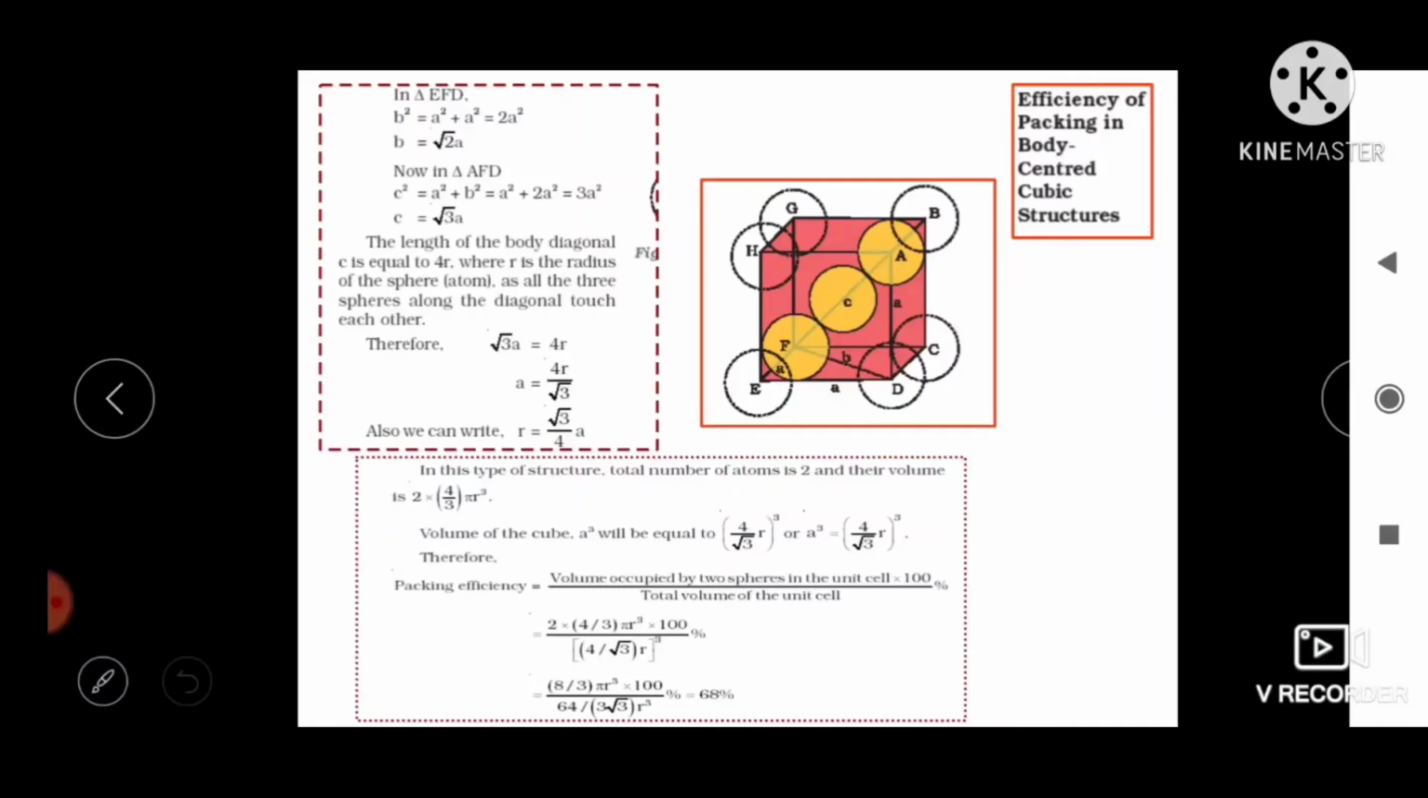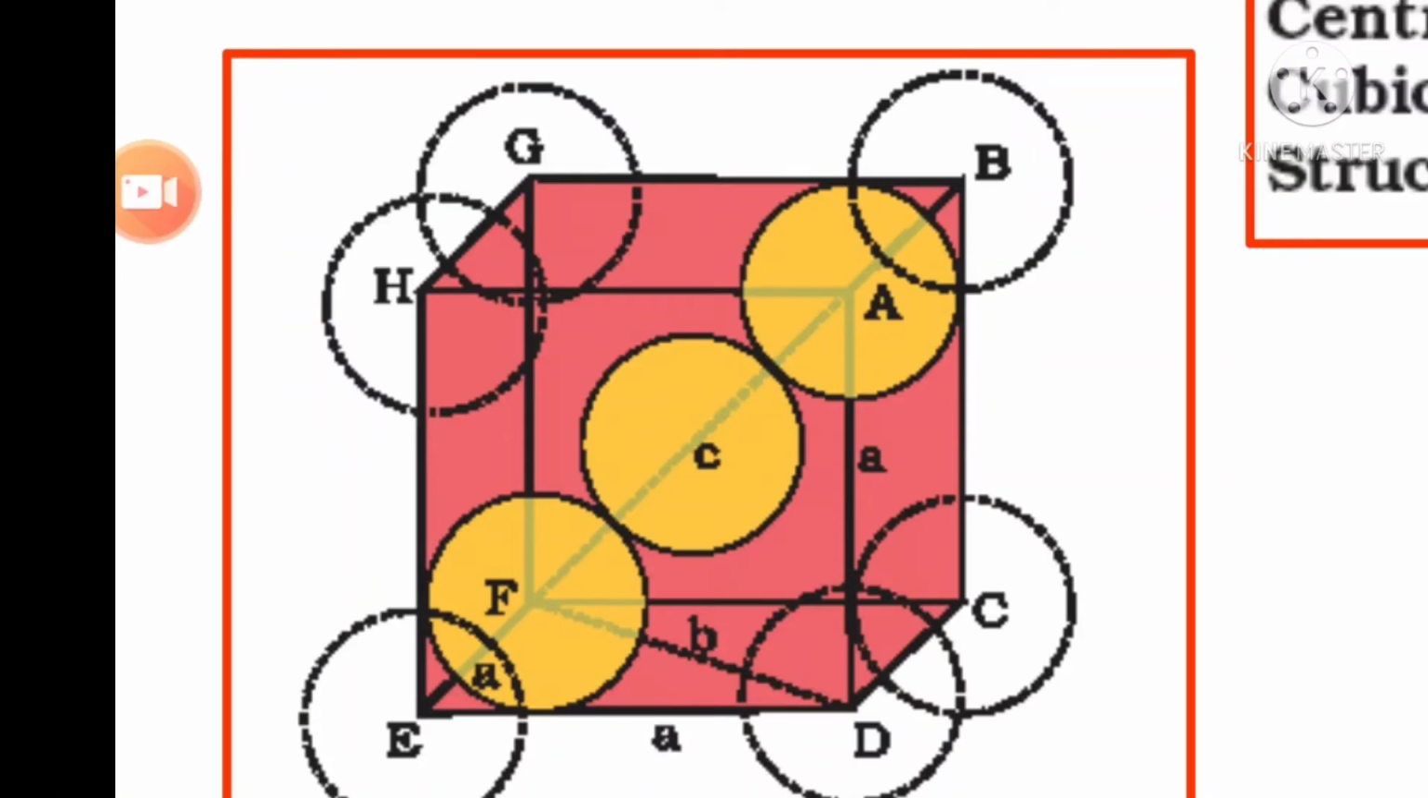Packing efficiency in body-centered cubic structure. You have learnt how the particles or atoms are arranged in a body-centered cubic lattice. In a body-centered cubic lattice, the particles are arranged at each corner of the cube as well as at the center of the body of the cube. Now we are going to calculate packing efficiency.